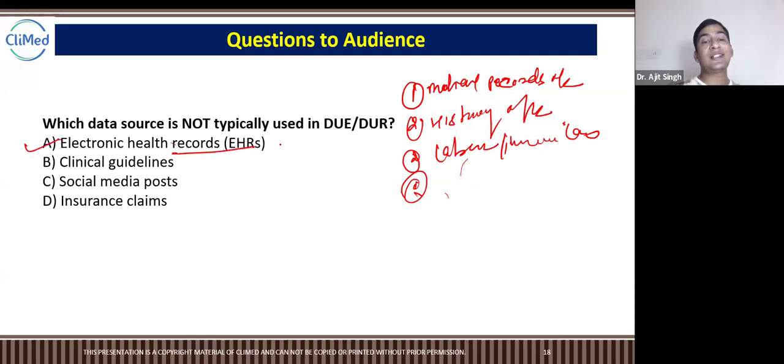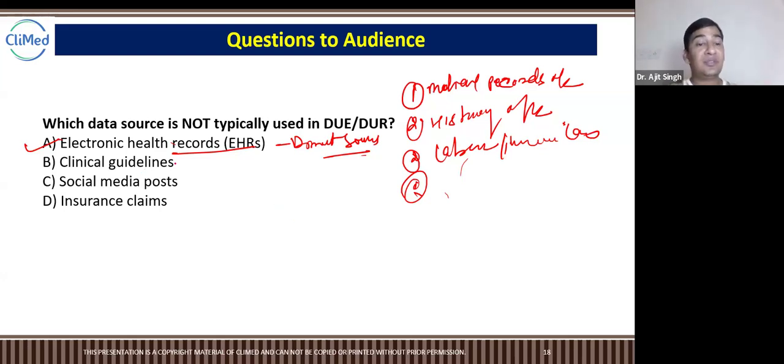Electronic health record is a direct source of data collection. So electronic health records will have the record of the patient's health conditions. It will have the data on the medications prescribed. It will have the data on the instructions, units, whatever you need. So electronic health record is the direct source for the DUR or DUE.